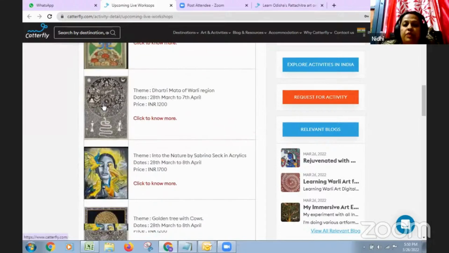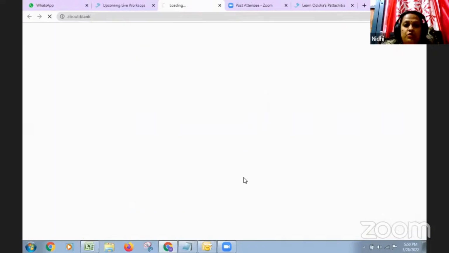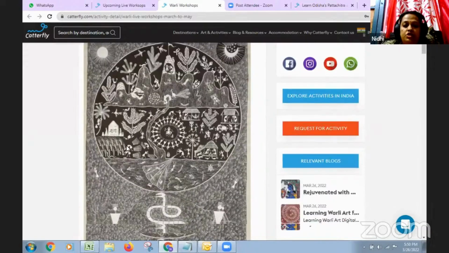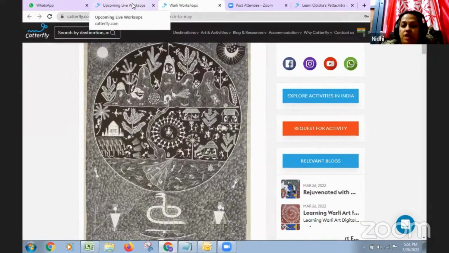Then in Varli, we are coming up with this wonderful theme, which is Dharati Mata of Varli region. I would really want to showcase this because it's a beautiful painting, and our native artist Sanjay Sangle would be taking this up, and he's very good in recreating the painting. You can see all the deities and how earth is taken up by this Nag, and then sun and moon. So this is what we have in Varli.